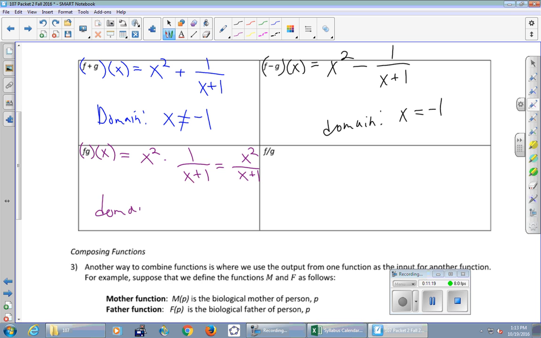Okay, domain here. X not equal -1. Same. Nothing has changed. Still have that division by x plus 1, so we still can't divide by 0. I'm actually going to change, you have in your paper f over g. I'm going to flip that. Can you cross it off? I would rather do g over f.